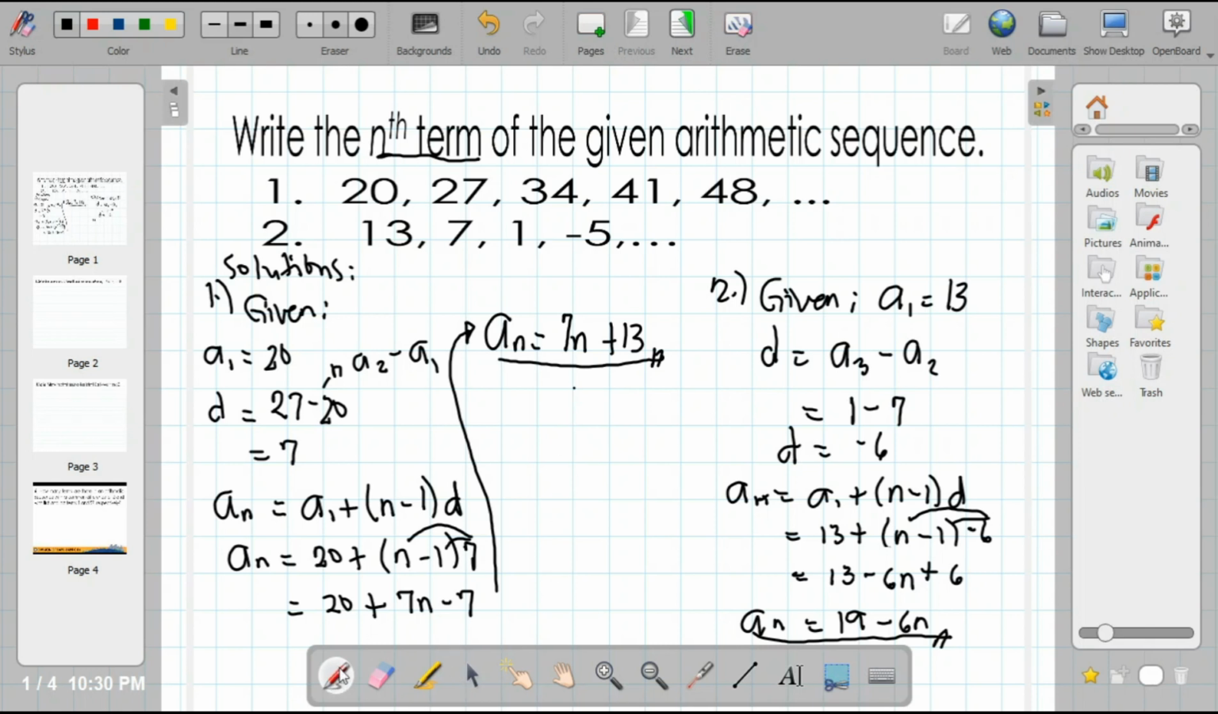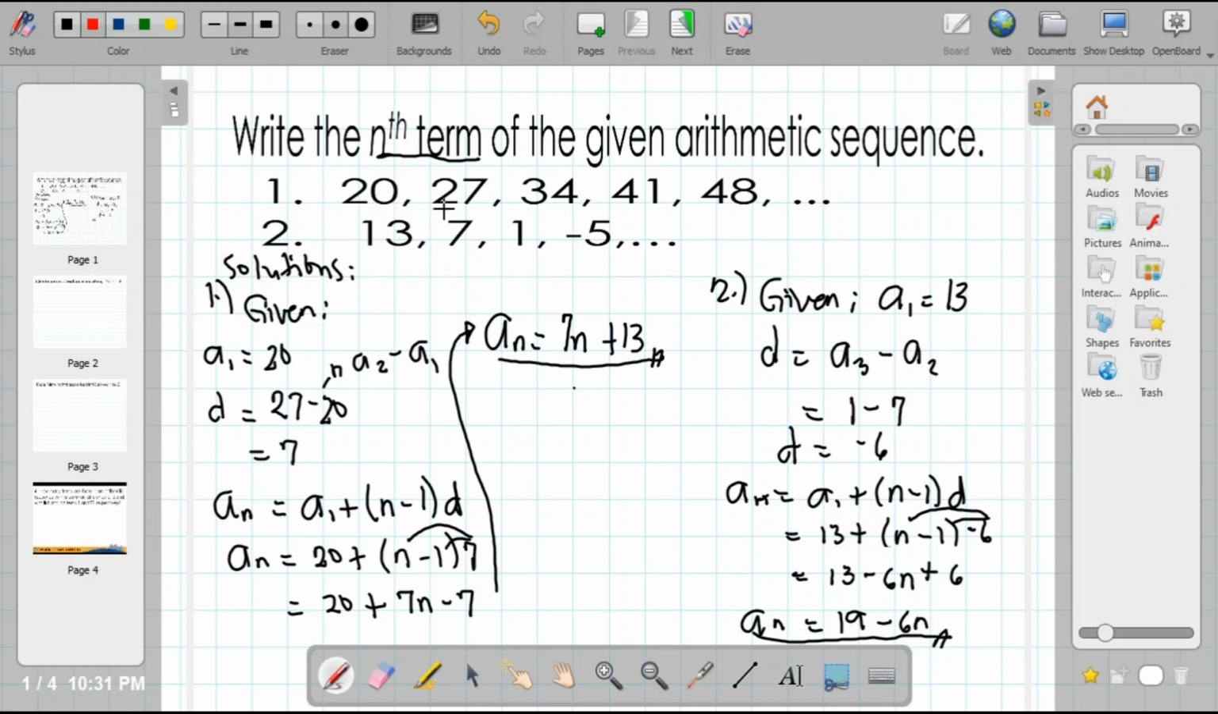Now, I told you that there is a shortcut, a quicker way so that you don't have to go through this formula. Now, this shortcut, class, students, will only work if you are working on arithmetic sequences.